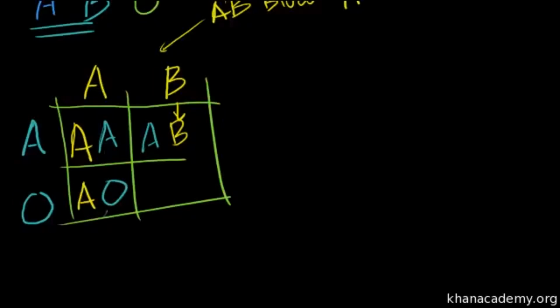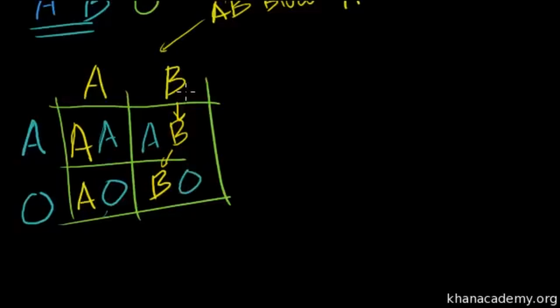Or you could get the B from your mom. Let me write it this way. B from your mom, that's this one, and the O from your dad. And this is a B blood type.